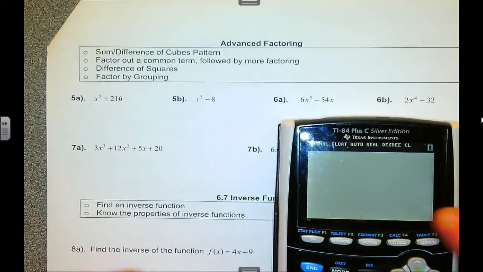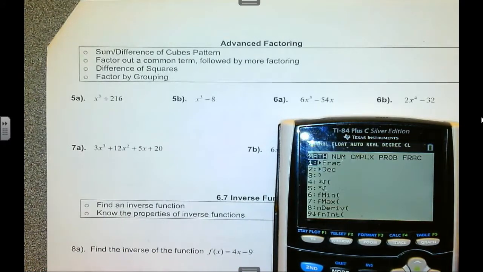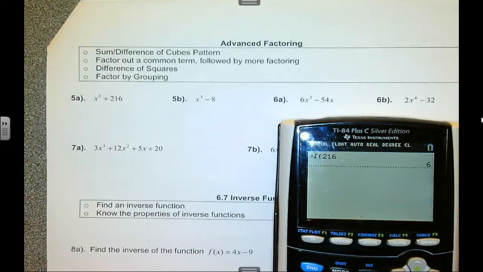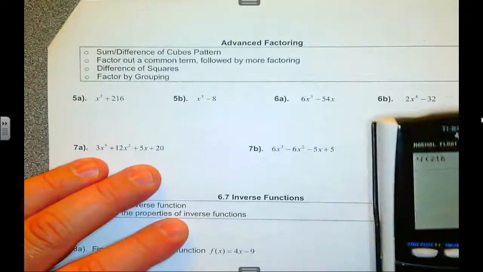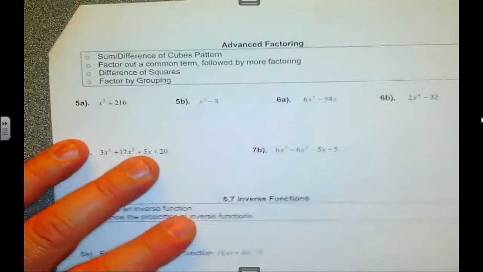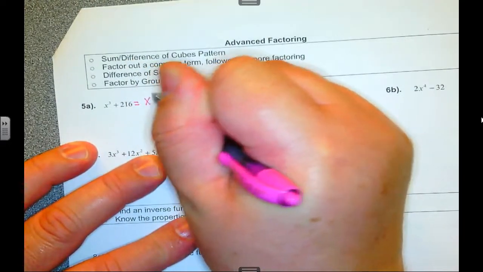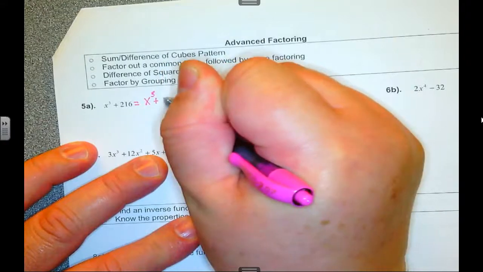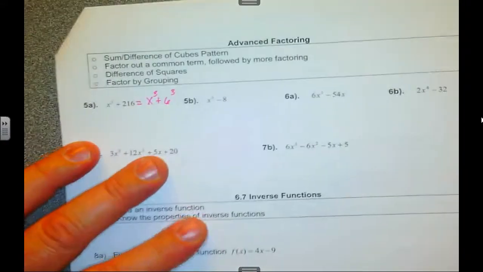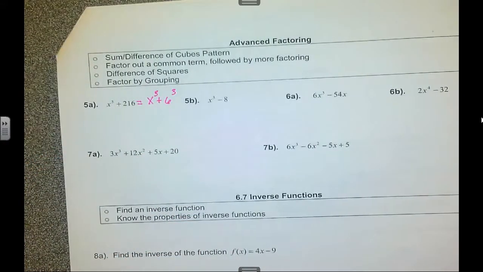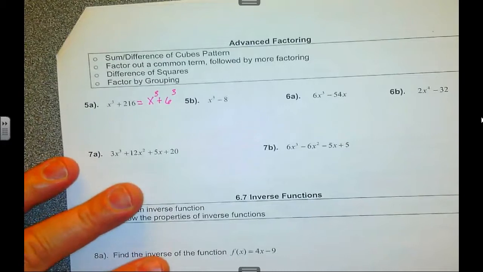I gotta make sure that 216 is a perfect cube. Right there, gonna hit my math key, go down to cube root, hit enter, put 216 in, hit enter, and I get it is indeed a perfect cube. It's 6 cubed. So this equals x cubed plus 6 cubed. And I will give you on this little flowchart sheet the formula for factoring cubes, which I forgot to do.